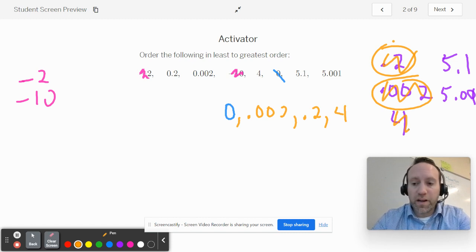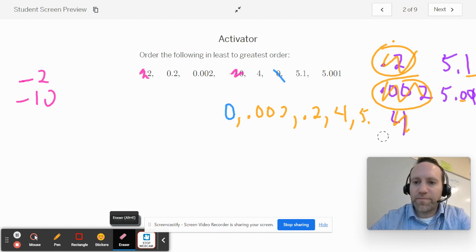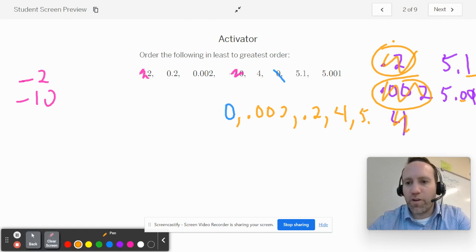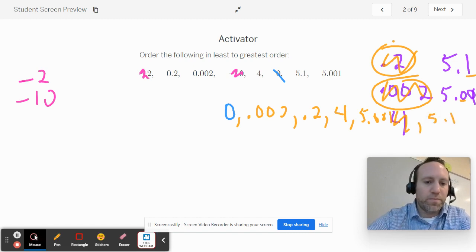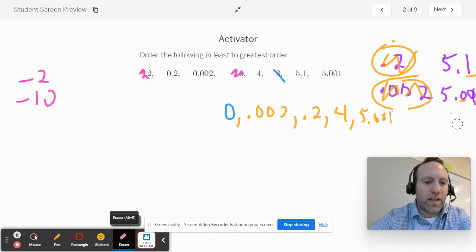Then it becomes a debate between the 5.1 and the 5.001. Which one of those is bigger? The 5.1. If you think about it, you keep going from left to right. This is a 1, this is a 0. 1 is bigger than 0. So that's why it's bigger. So 5.001 would be next, and then my last big number there would be 5.1. Okay, let's write that a little more cleanly.